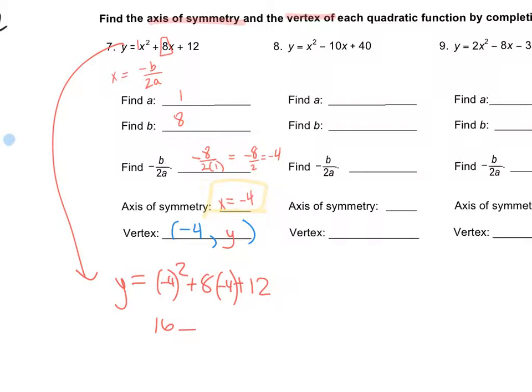I'm going to get 16 minus 32 plus 12. Well, 16 minus 32 is -16, plus 12 is -4. So when x is -4, it just so happens that y is also -4. And that works because that's just the way this equation works. Okay? They just want me to tell you what A is, what B is, remember to take the sign in front.